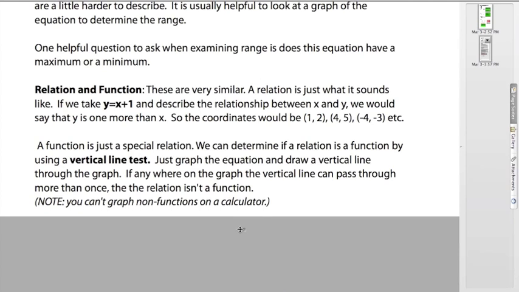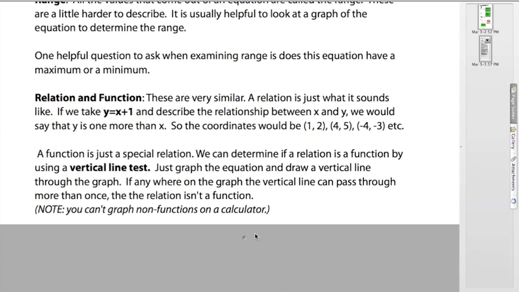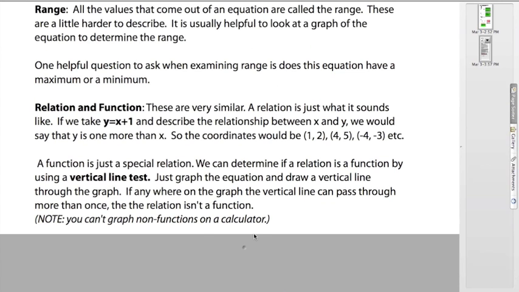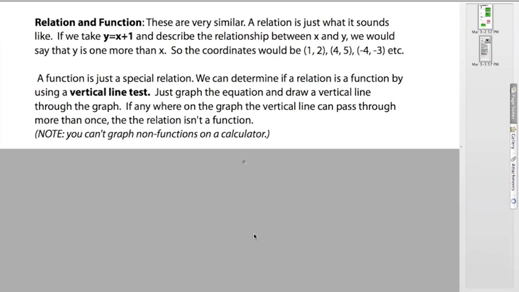Okay, something to note, interestingly enough: your calculators, if you're using a TI-83 or 84 like we have in class, you can't graph a non-function. For example, a non-function would be y squared equals x. Well, you're not going to be able to graph that. In fact, you won't even be able to type it into the calculator. So something to look out for is if you do have something in that situation, you may not have a function if you can't graph it.